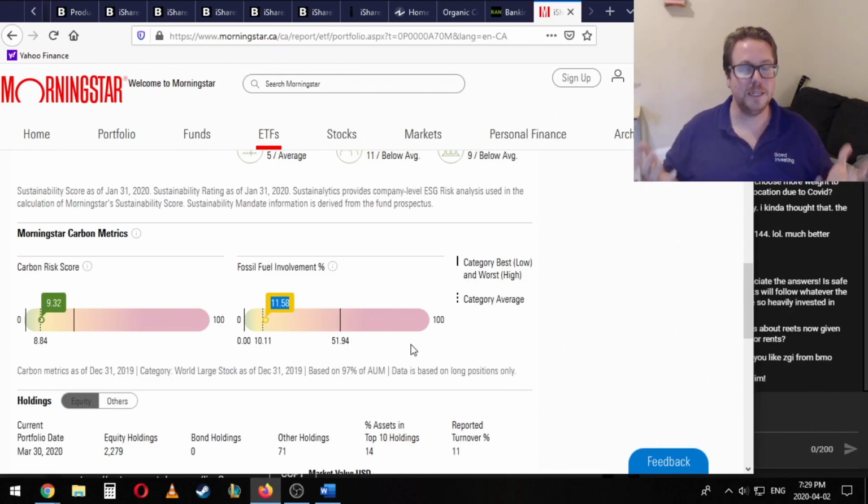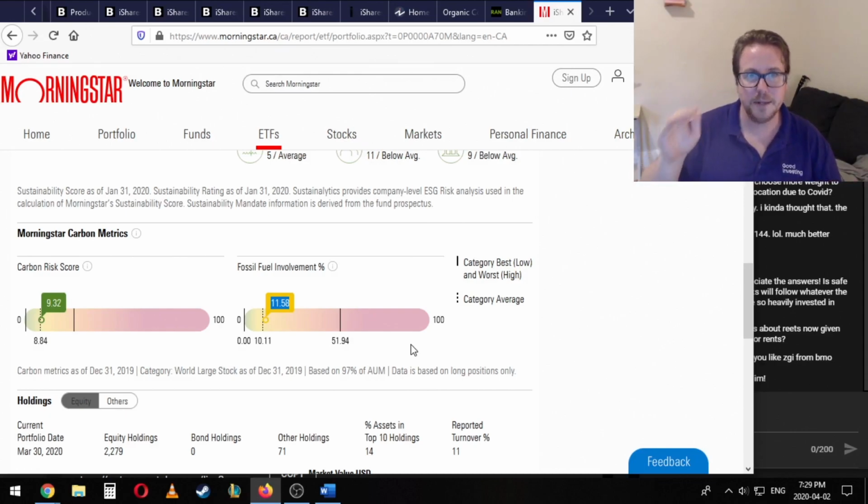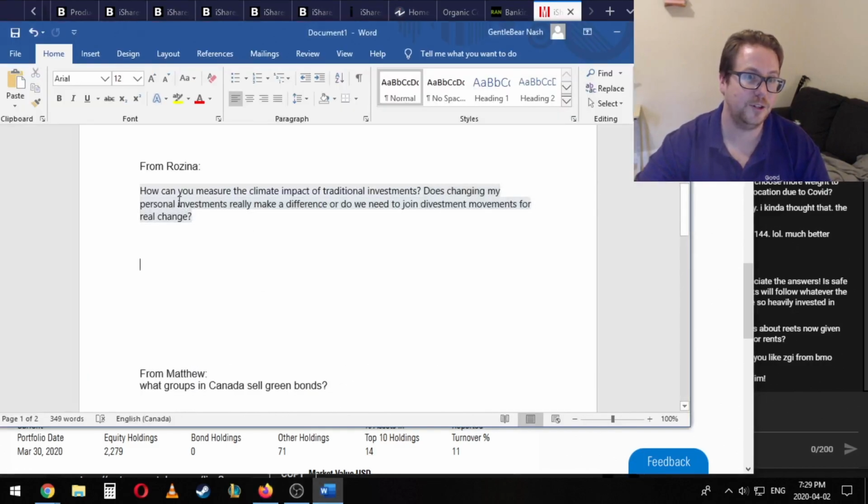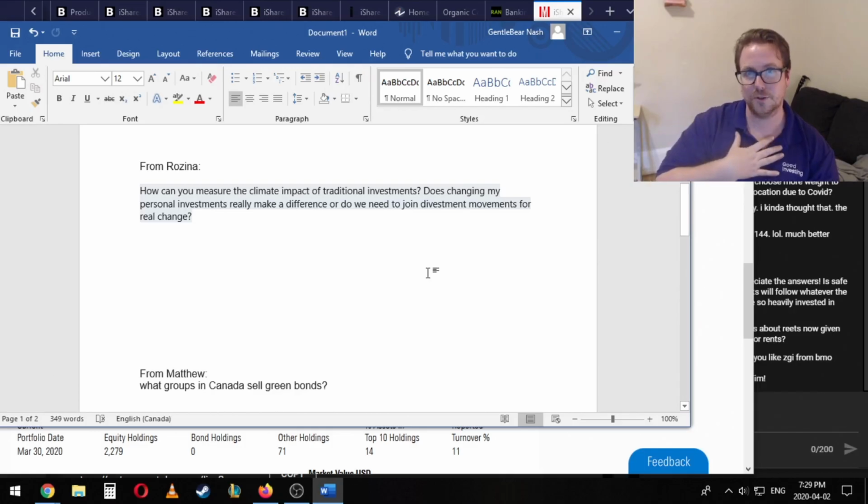But my starting point, regardless of the ETF, is always to look up the fund on Morningstar, click that portfolio tab, and see if I can get these Morningstar carbon metrics. And that's what's going to tell me what the exposure to carbon is for that specific fund. So hopefully that answered the first question, which is how to measure the climate impact of traditional investments. That's how someone can at least measure their own personal exposure.